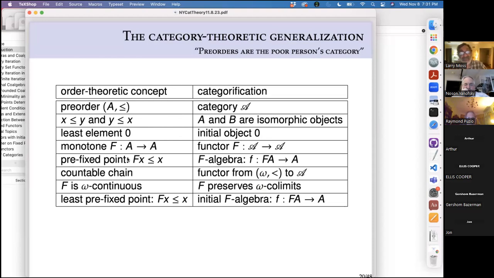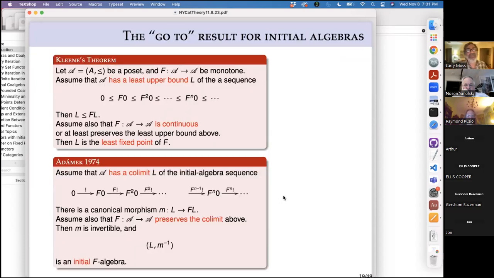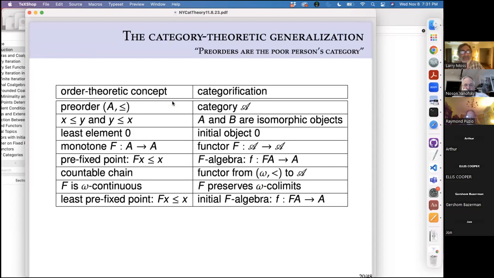Now a fixed point means it's equal. A prefixed point is f(x) less than or equal to x, and a prefixed point is exactly what I'm calling an algebra. And a chain is like a functor from this category into here. Continuity is like preserving colimits, and the least fixed point is like an initial algebra. So if you took Kleene's proof and simply expanded it, there's some work to be done, but this is the inspiration, by categorifying Kleene's theorem.